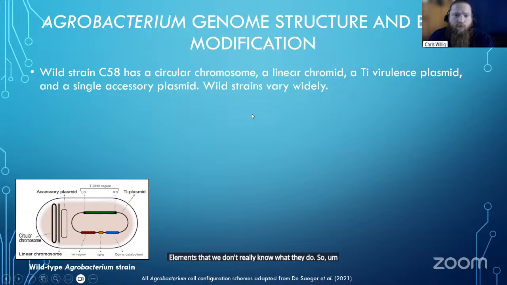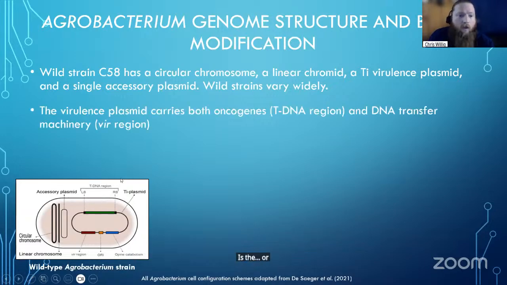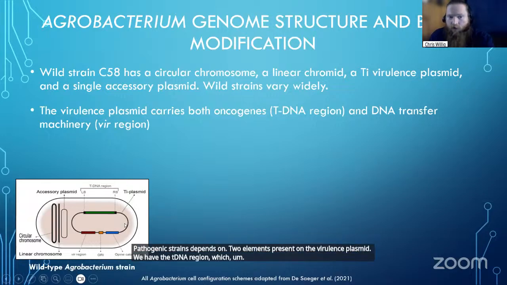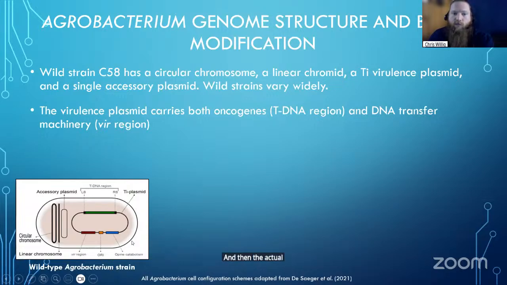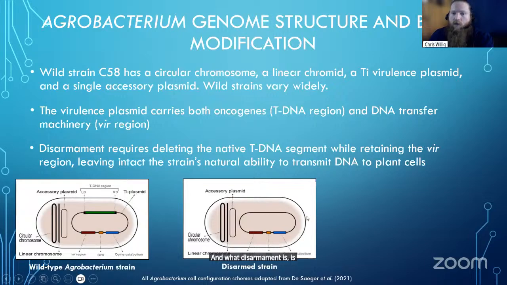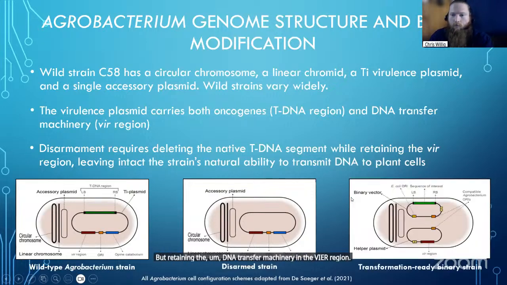So, disarmament is first. The transformation capability of the pathogenic strains depends on two elements present on the virulence plasmid. We have the tDNA region, which in a wild strain contains the oncogenes, and then the actual tDNA transfer machinery, which is in the vir region here at the bottom. And disarmament is removing the native tDNA genes, so we no longer have a disease-causing vector, but retaining the DNA transfer machinery in the vir region. And then the most typical use case is a binary vector system where we decouple the tDNA onto two different molecules and deliver our own genes of interest.